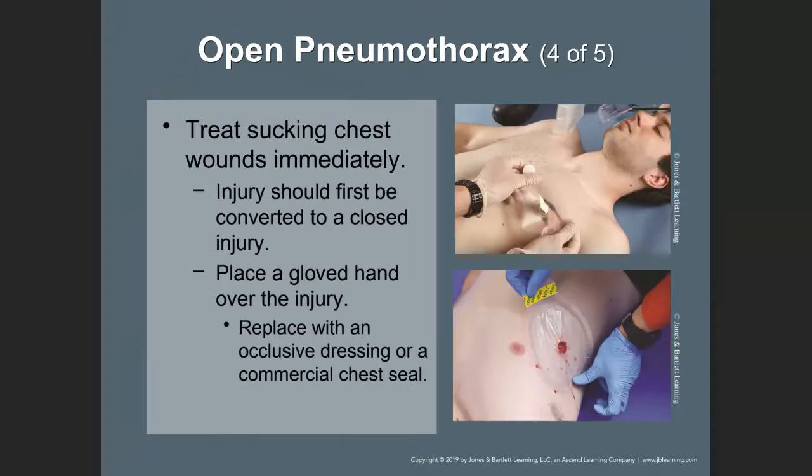Treat sucking chest wounds immediately. The injury should first be converted to a closed wound injury. Place a gloved hand over the injury, then replace it with an occlusive dressing or a commercial chest seal.